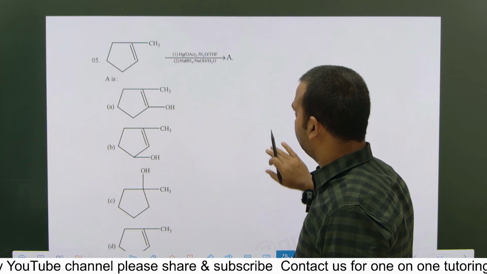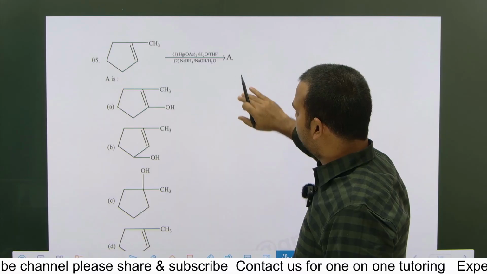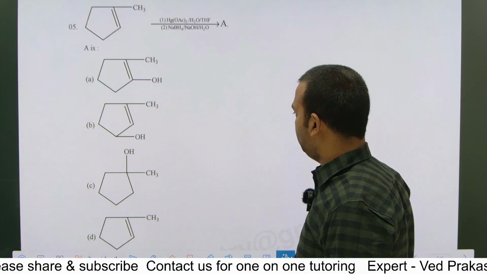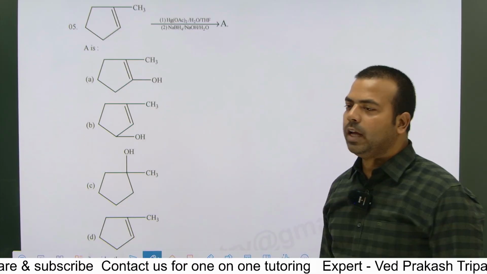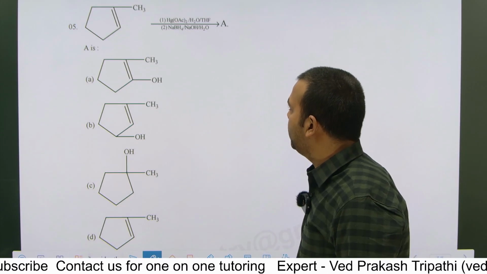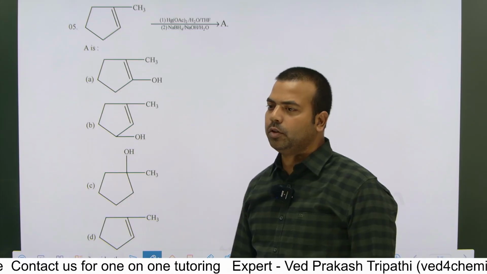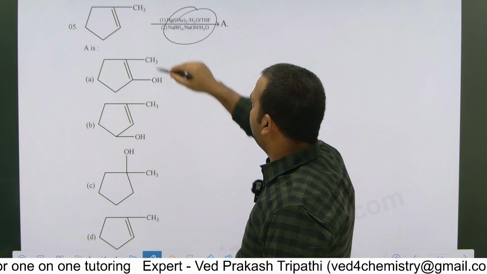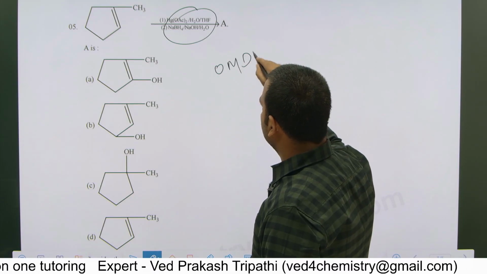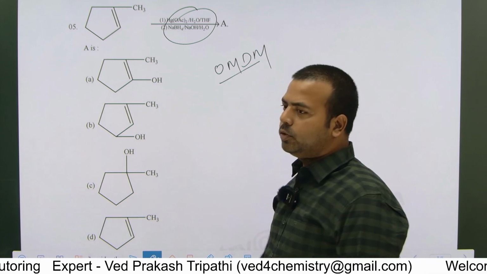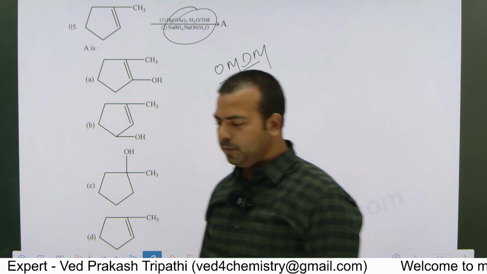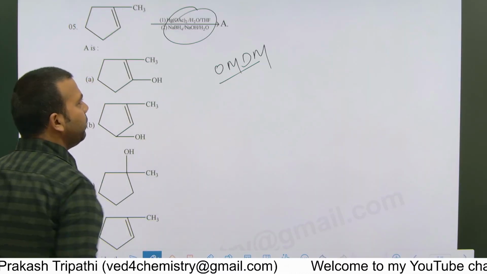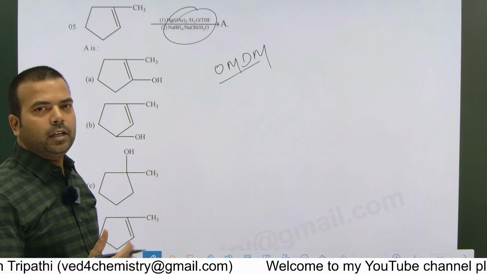Question 5. So it is treated with Hg(OAc)2, H2O, THF, then NaBH4, NaOH and H2O. The first thing is what kind of reaction this is. So in short, we can say OMDM. This is known as oxymercuration and demercuration reaction. This is a very important one, and I can tell you the trick here.